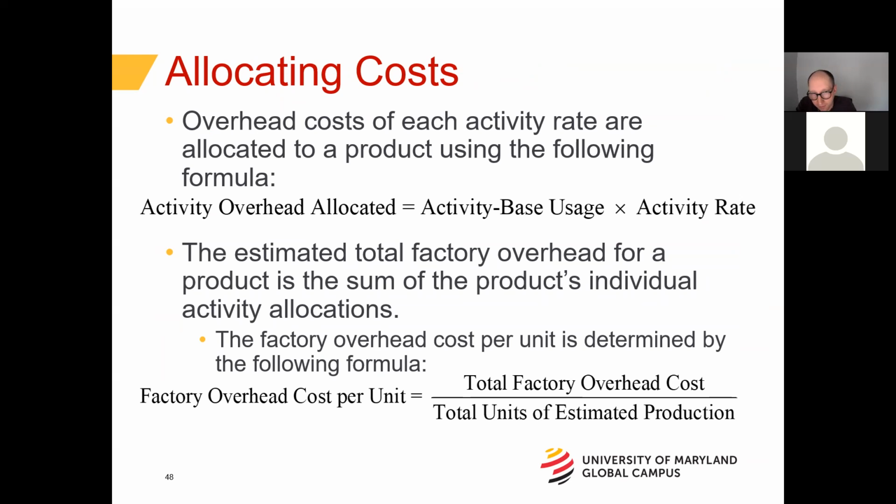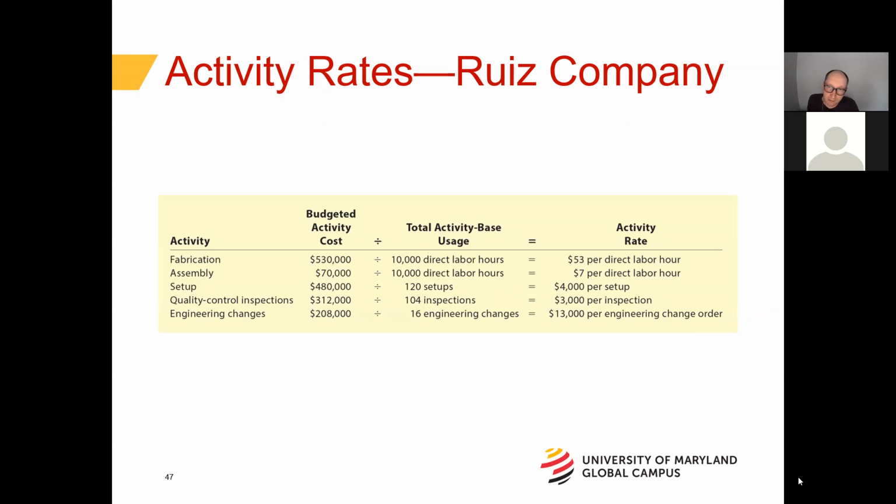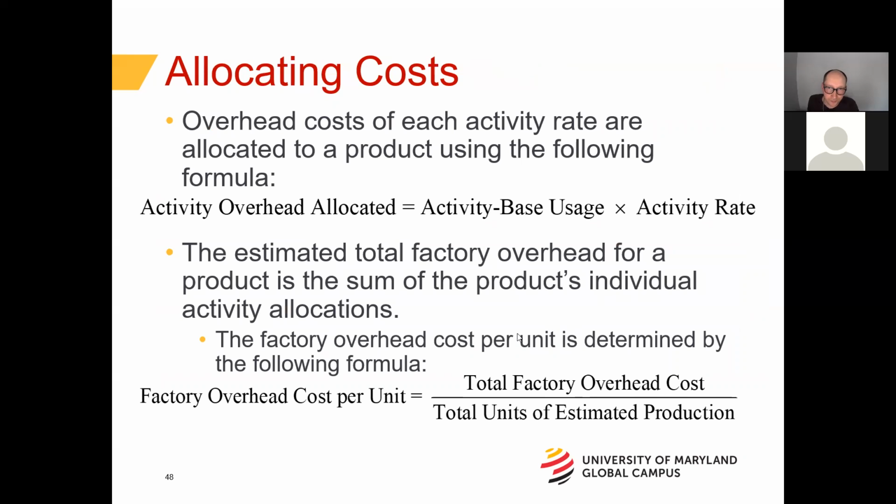Now that we've identified the activity rates, we can now look at the activity overhead allocation. For the activity overhead allocation, we take the activity-based usage times the activity rate. Activity-based usage times the activity rate.